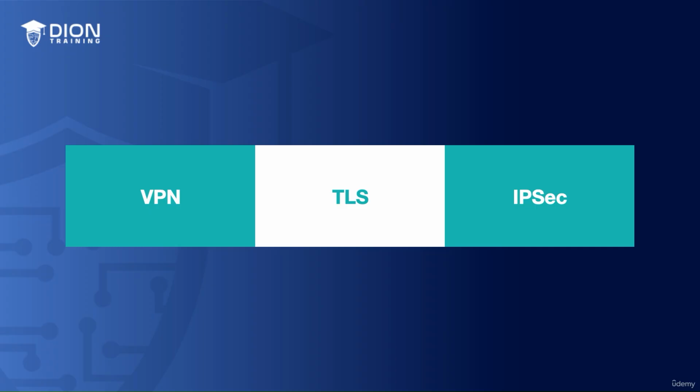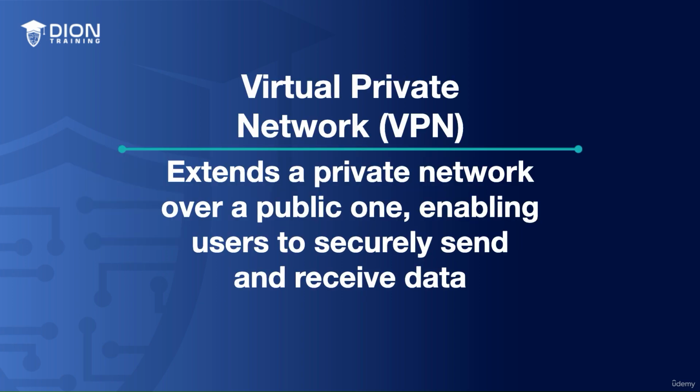To achieve this kind of data in transit security, we usually are going to rely on three main technologies. These are virtual private networks, known as VPNs, transport layer security, known as TLS, and Internet Protocol Security, known as IPsec. Let's take a look at each of these. First, we have virtual private networks.